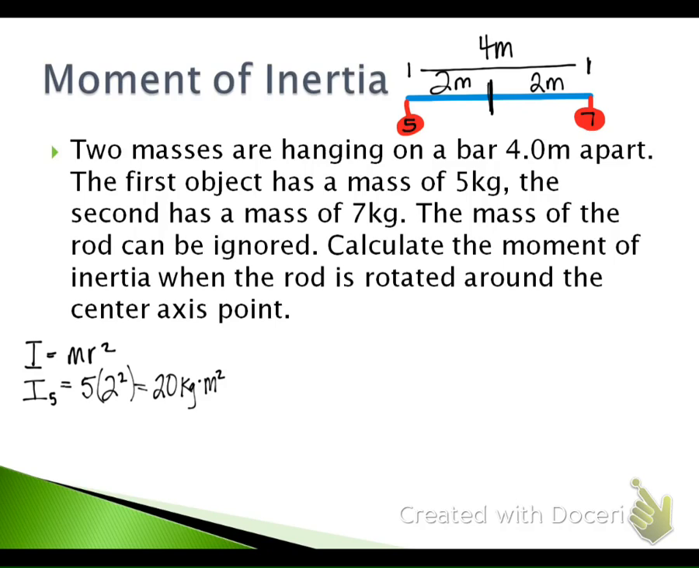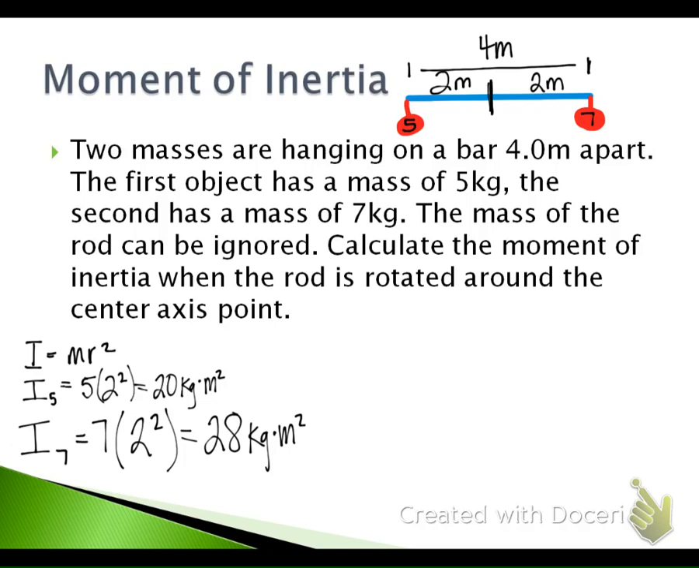So now let's try it for the 7 kilogram mass. Nothing changes about the equation. We're just going to plug in our mass, which is 7, times our radius, which is 2. You square only the radius, and that gives us what value? 28. 28 kilograms times meters squared.